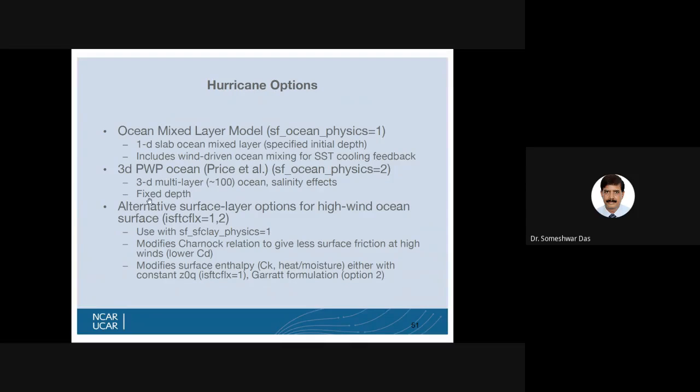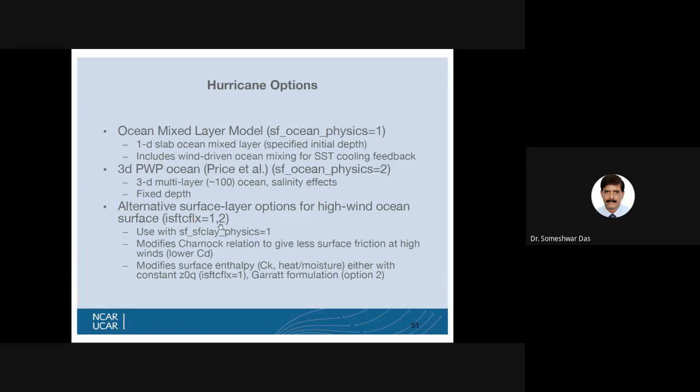...paper, which is a 3-dimensional multi-layer ocean model. It has the salinity effect, and I have fixed depth in the vertical. Alternative surface layer options for high wind ocean surfaces are also available. And you can choose ISFTCFLX equal to either 1 or 2 if you want to choose this option for strong wind conditions over the ocean surface.